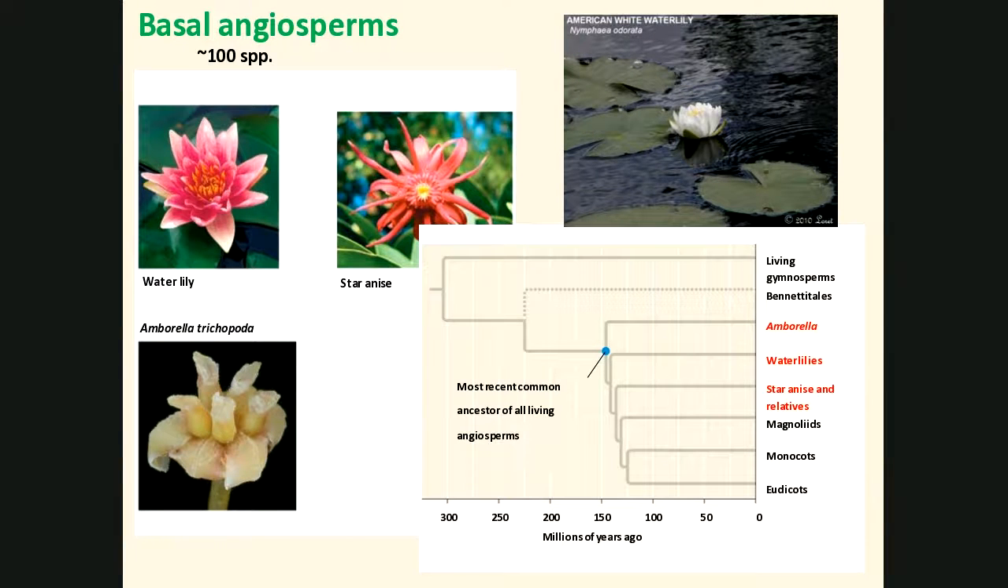They look a lot like the original. So Amborella is the one that looked the most like it. Water lilies, that's the water lily in the upper right. You see those in the pond on campus. Those are common Florida water lilies.